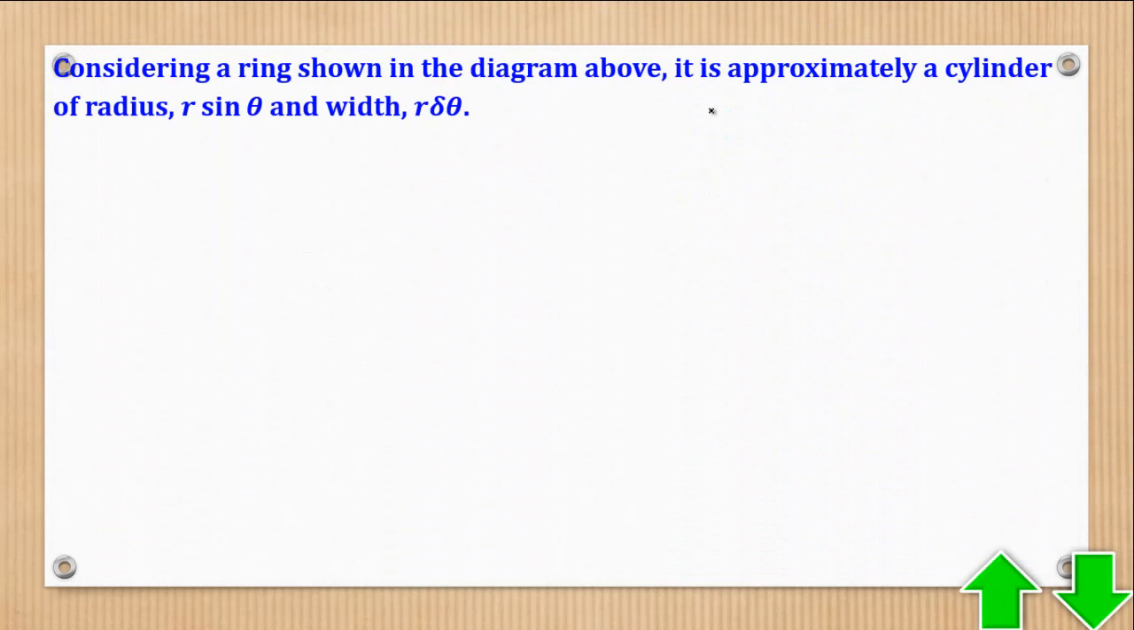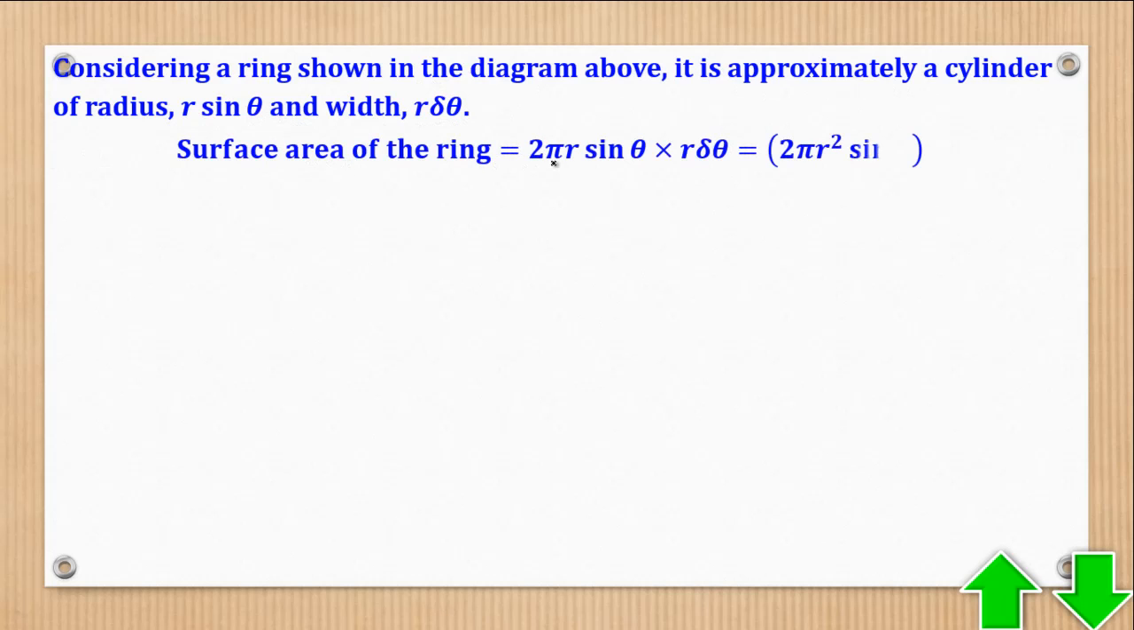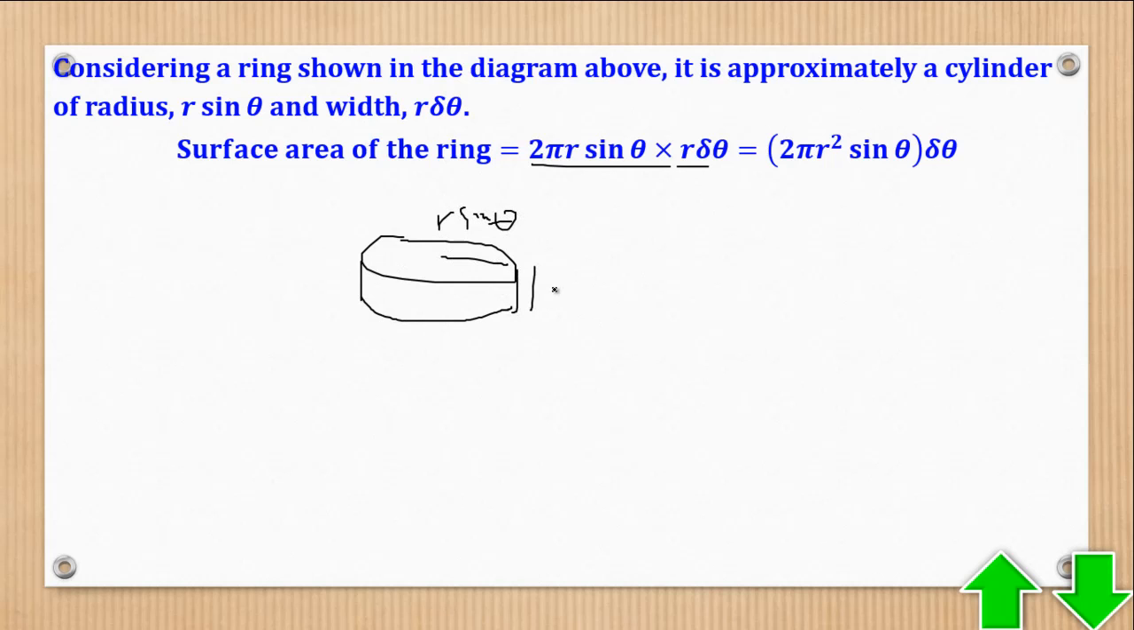Considering the ring, it is approximately a cylinder of radius this and width that. Therefore, the surface area of the ring will be this times this. Now, where is it coming from? Remember, they told us the ring approximates to a cylinder of radius r sine theta, and height is r small change in theta.